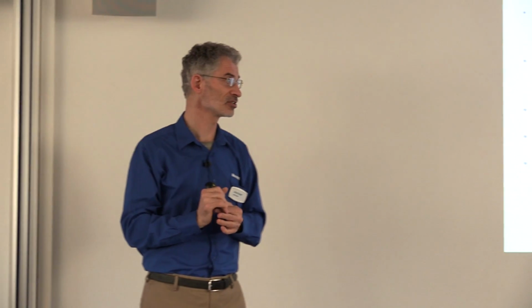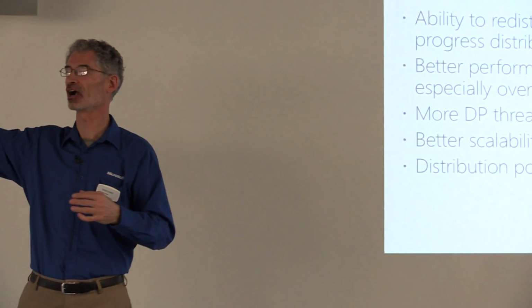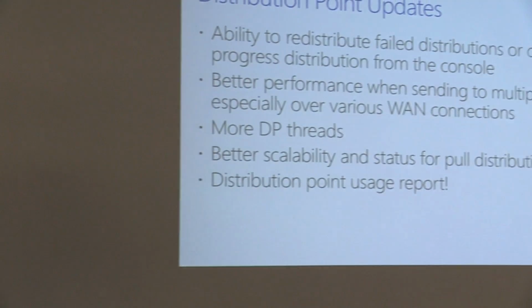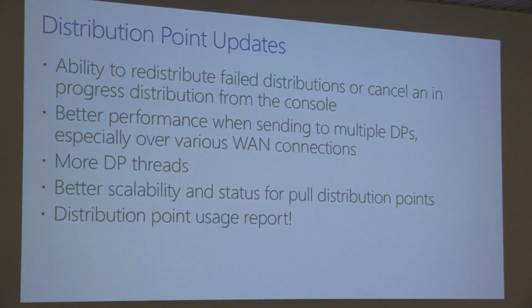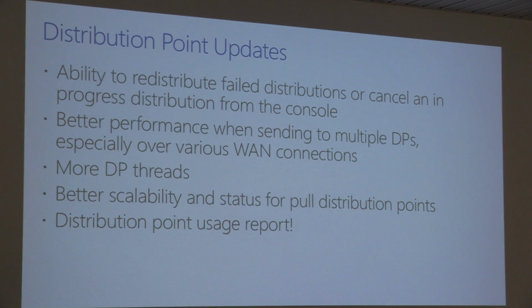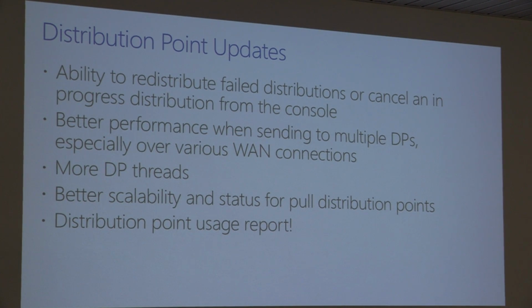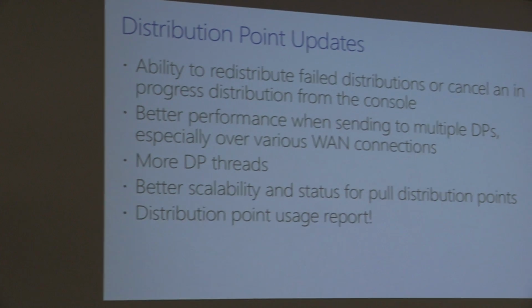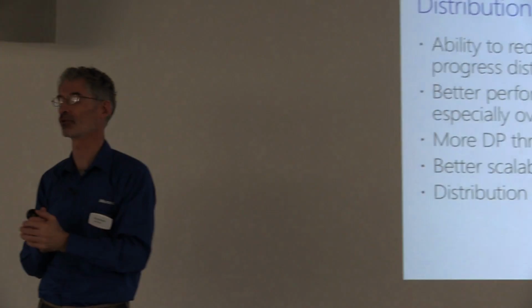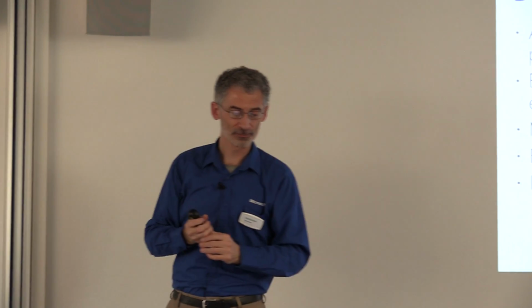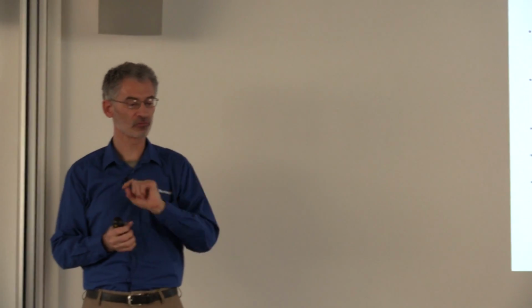More DP threads. For those of you that had environments where you had like 50 DPs, in the earlier releases of the product, we only gave you like 7 threads for working with distribution points and packages. Now we give you 50. So you can work with many more distribution points at the same time. And so your end result of getting that content out to the DPs where you want it should be faster for you. Better scalability.